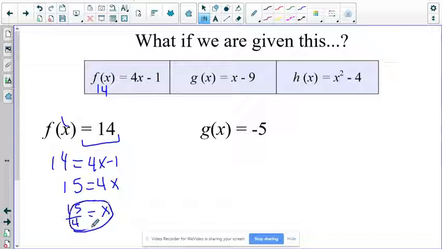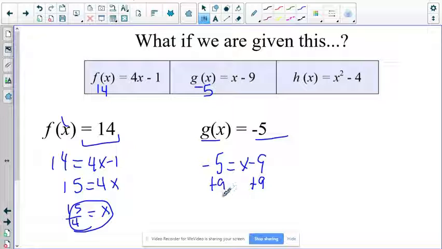So when I give you the number on the outside, I'm giving you the y value. You have to put it in for y. Very similarly, over here, I see g of x equals -5. That means I have to put a -5 where g of x is, so that's our y value. So I'm going to do -5 equals x minus 9. If I want to get x, I'm going to add 9, and 9 minus 5 is 4, so x is 4.